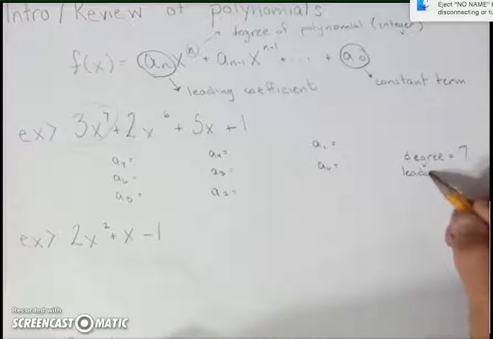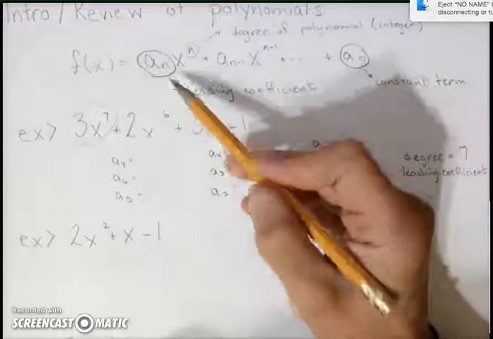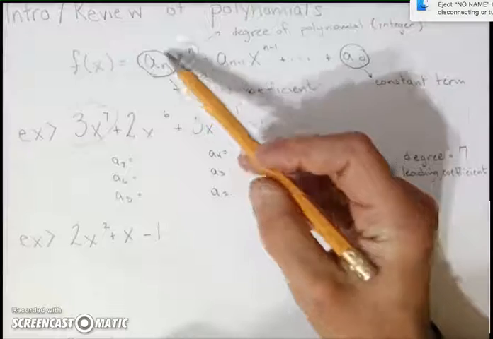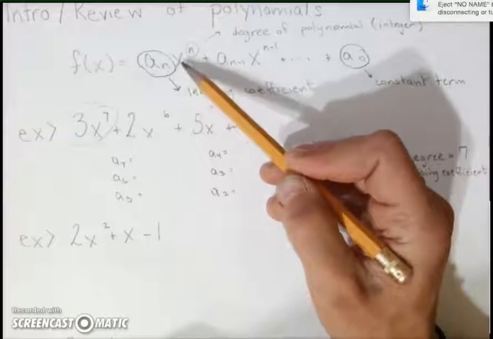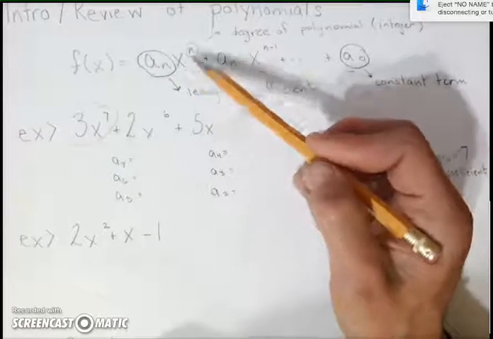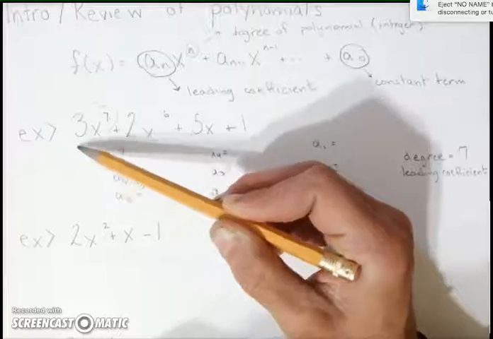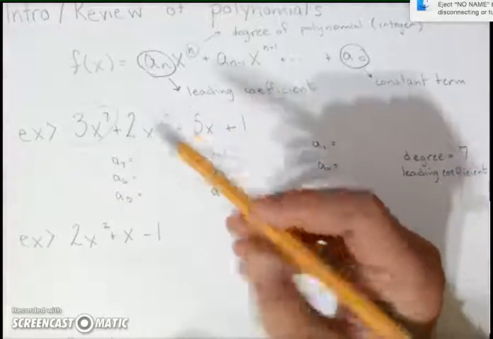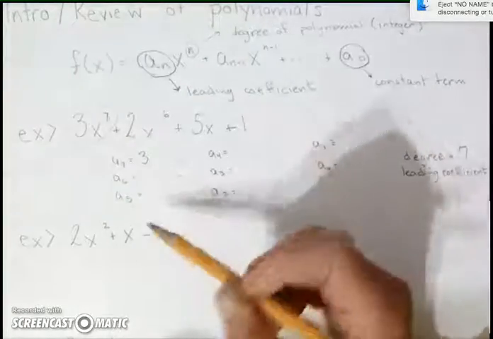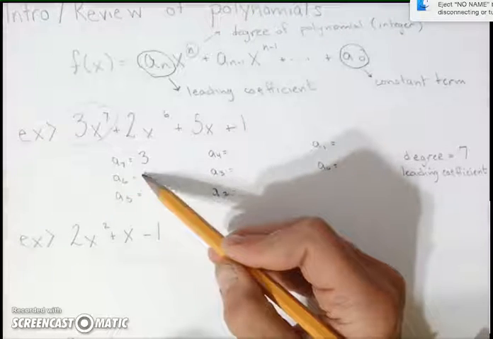Another way that we keep track of the coefficients is by numbering them. So a sub n refers to the number we're multiplying by when x is raised to the power n. So if x is raised to the power of 7, that coefficient is labeled a sub 7. So a sub 7 is 3. A sub 6 is the number we multiply x to the 6th by, so that's 2.